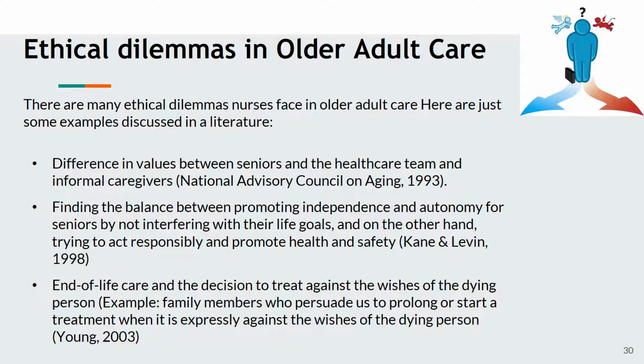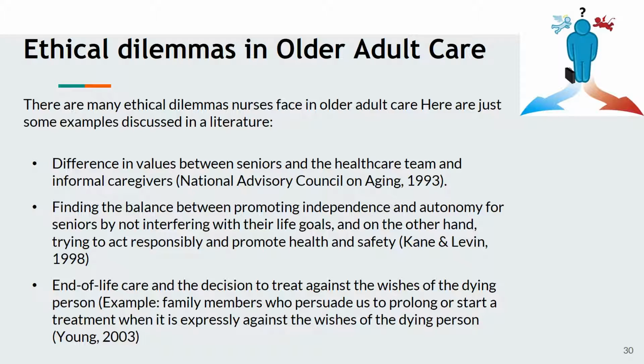And the last part of ethical knowledge application is the solving of ethical dilemmas. There are many of them in older adult care. Here are just some examples discussed in the literature. One example is the difference of values between seniors and the healthcare team and informal caregivers. Another one is finding a balance between promoting independence and autonomy for seniors by not interfering with their life goals, and on the other hand, trying to act responsibly and promote health and safety.